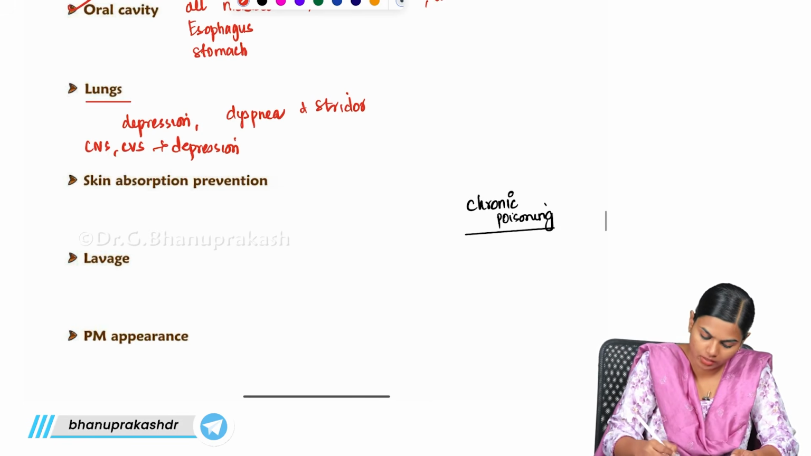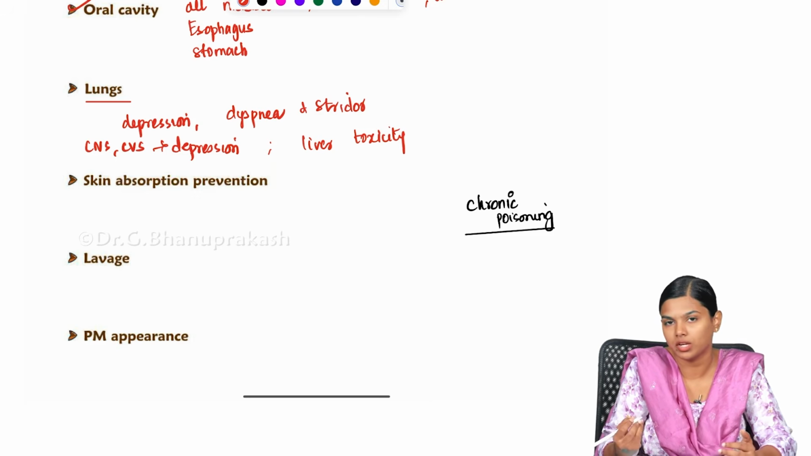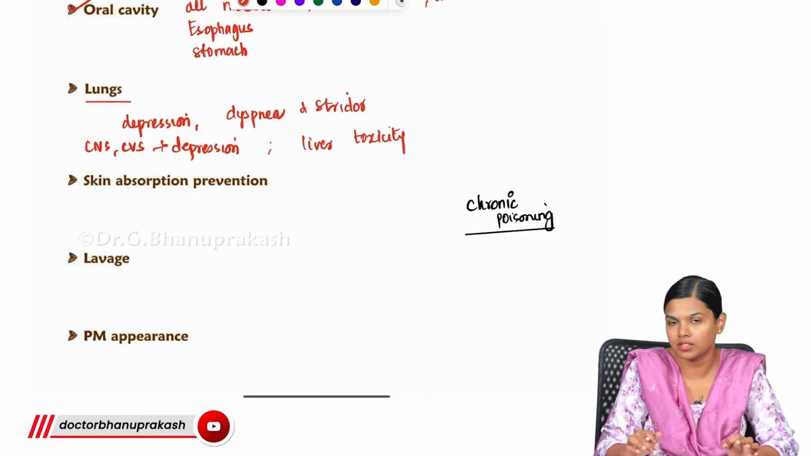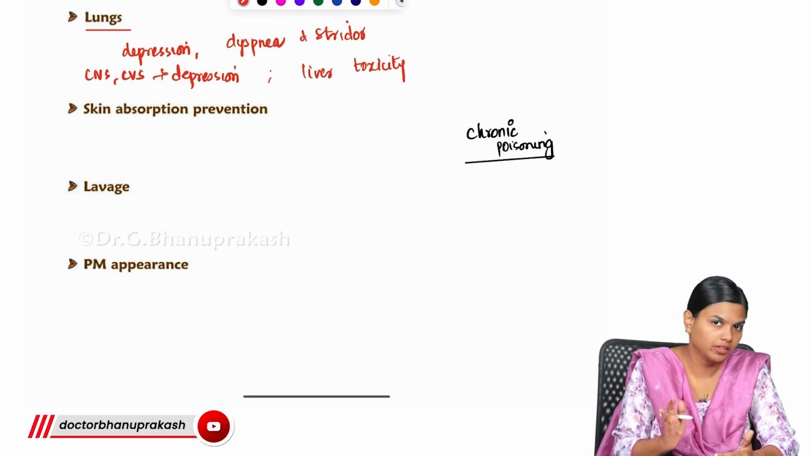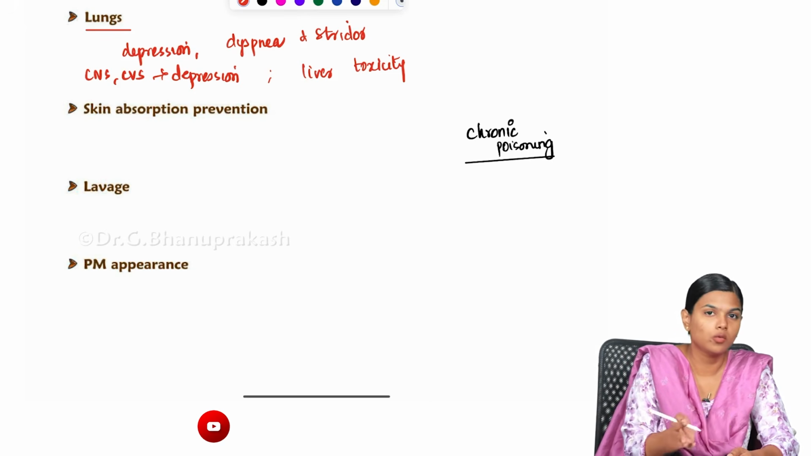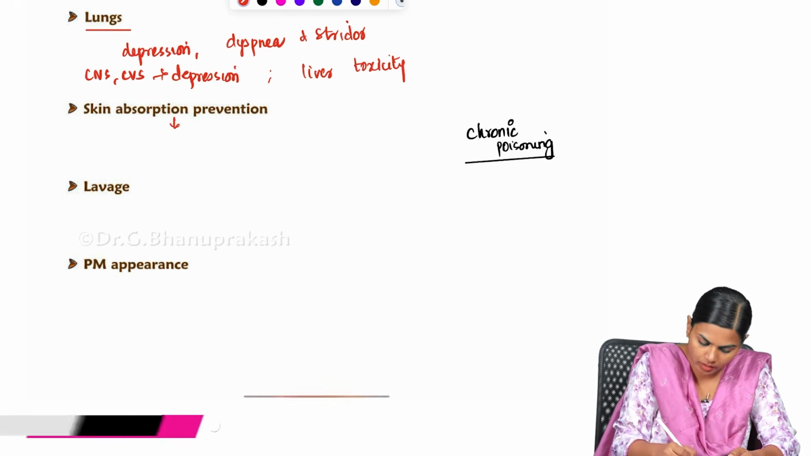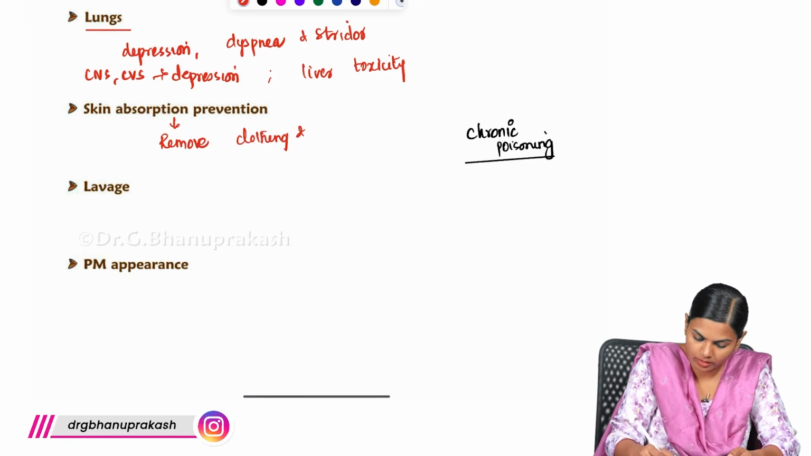And liver toxicity will also happen, because that is where it is primarily metabolized, right? So liver toxicity will also happen in this phenolic acid poison, that is carbolism. And what is the treatment? First you have to prevent the absorption. If it is present over your dressing or over your skin, you have to remove it. You have to remove clothing and decontaminate.